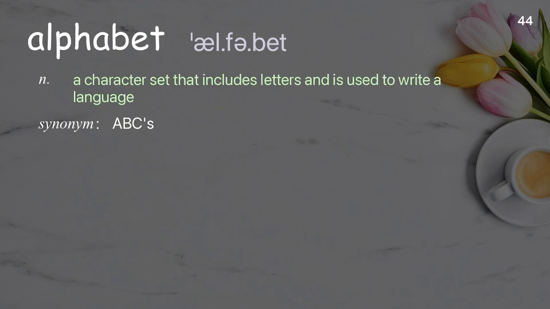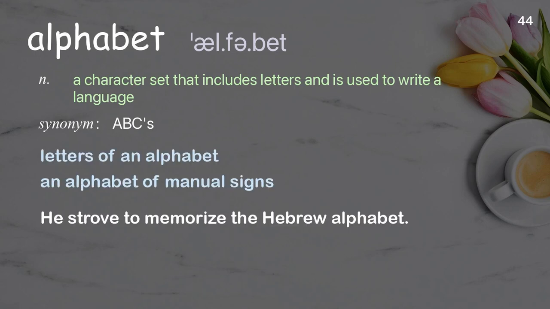Alphabet. A character set that includes letters and is used to write a language. Examples: letters of an alphabet, an alphabet of manual signs. He strove to memorize the Hebrew alphabet.